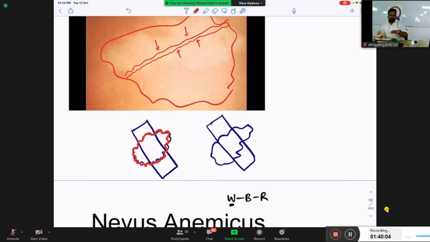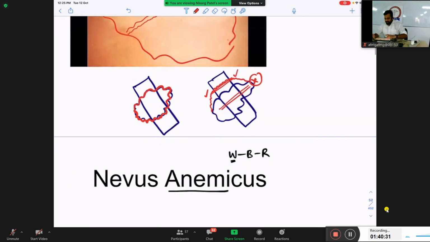But you all know vessels are a superficial structure. If this area has a vessel defect and you press on this vessel, you will also see a similar color change, because the pathogenesis is the same. This was the congenital. So what will happen on diascopy? The lesion border will change in nevus anemicus. So this is the point you should remember.